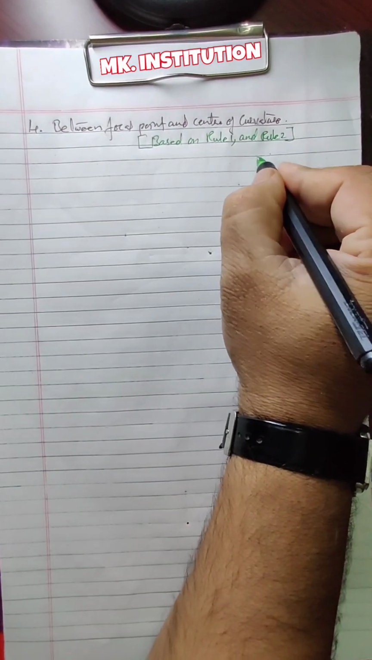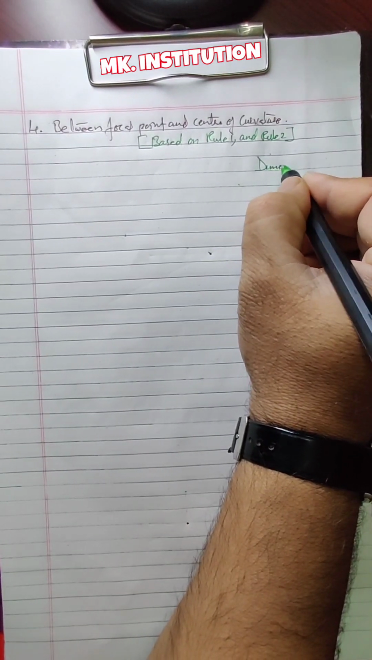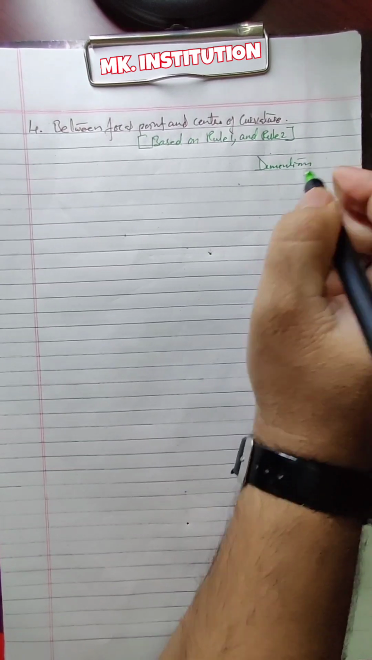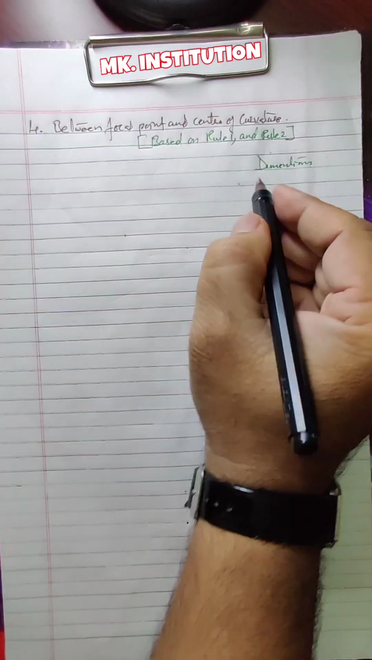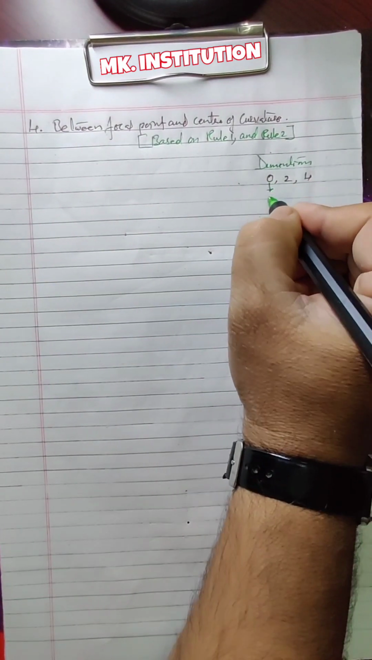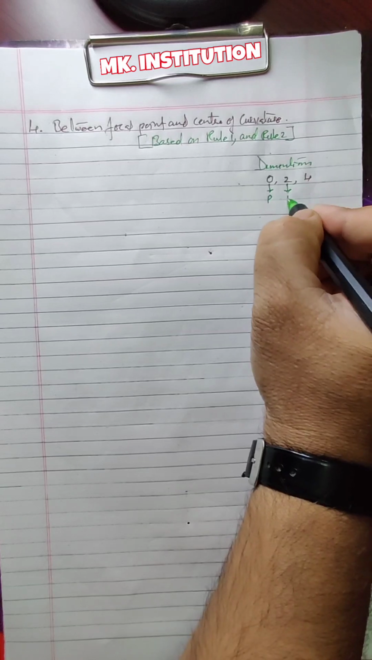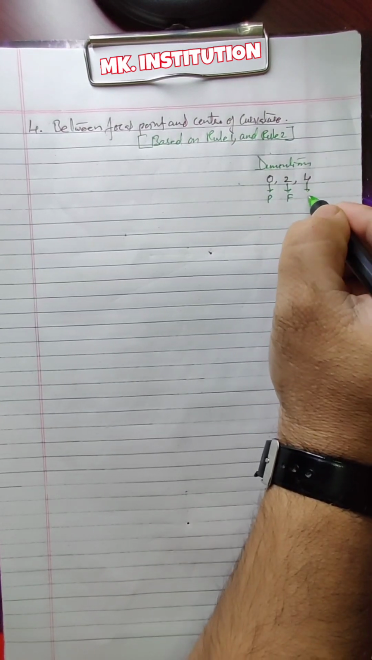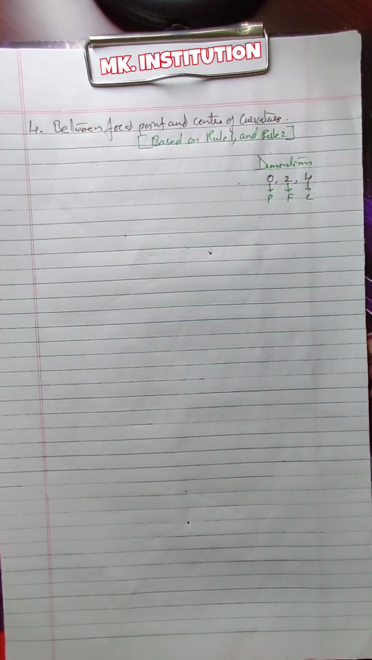Now dimensions. Never forget to write the dimensions. Okay, 0, 2, 4. So what is 0 here? Pole. What is 2? Focal point. What is 4? Center of curvature.